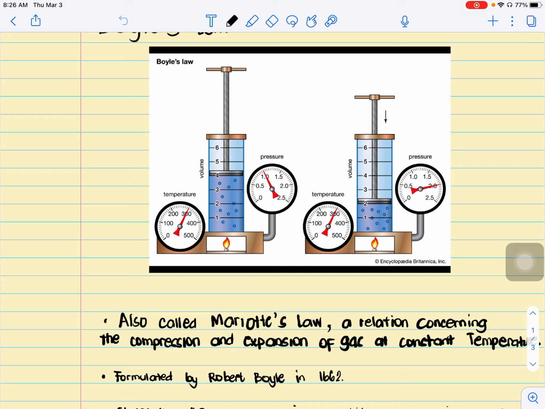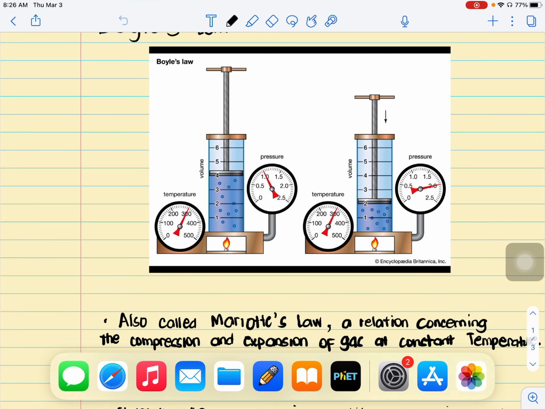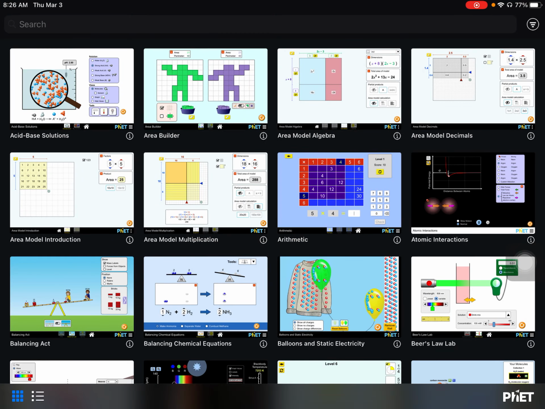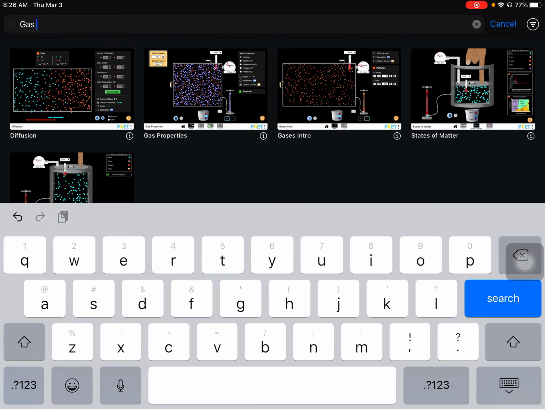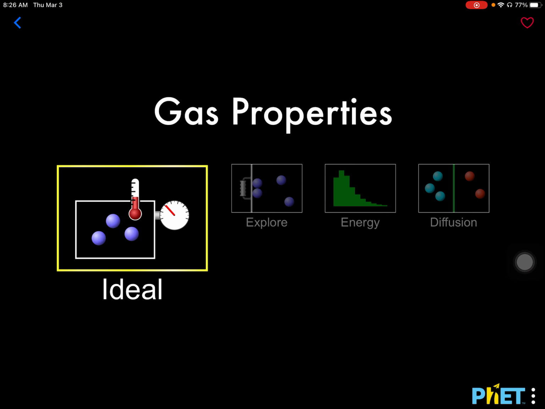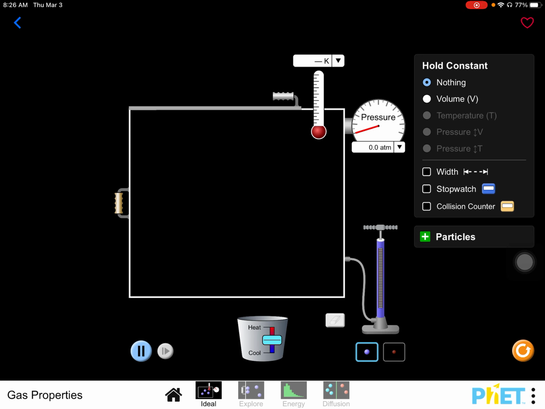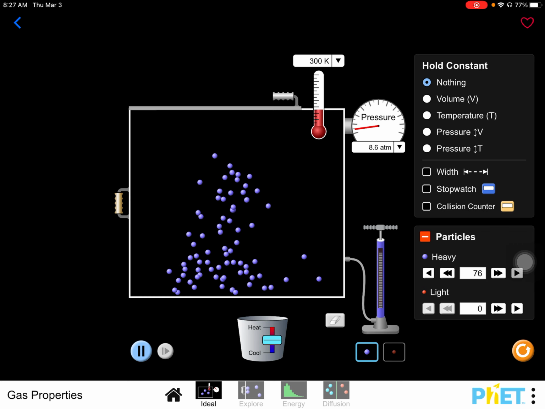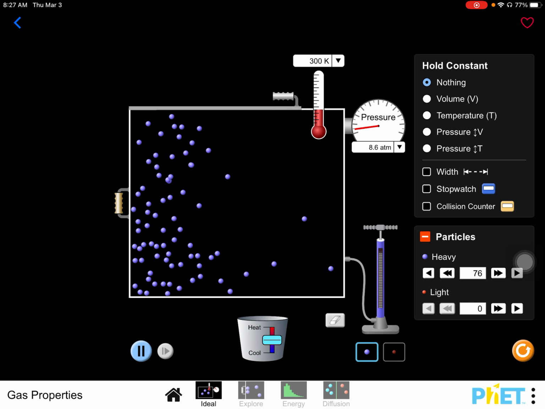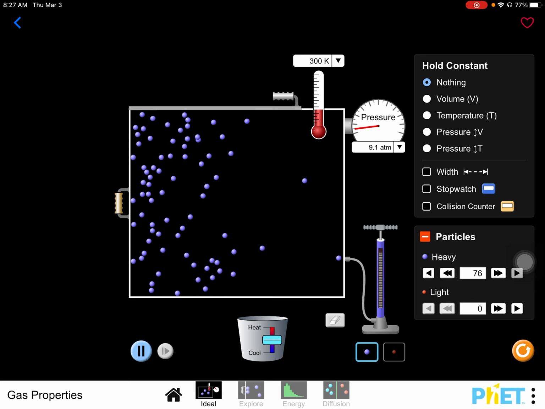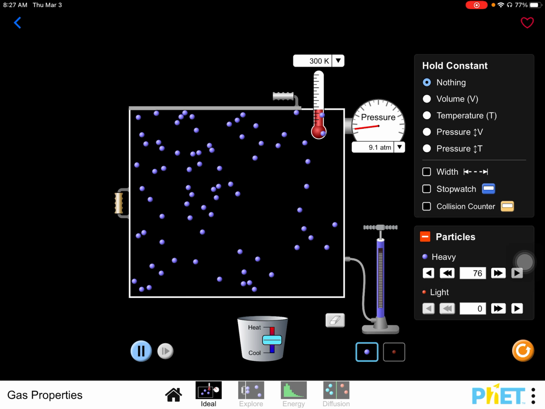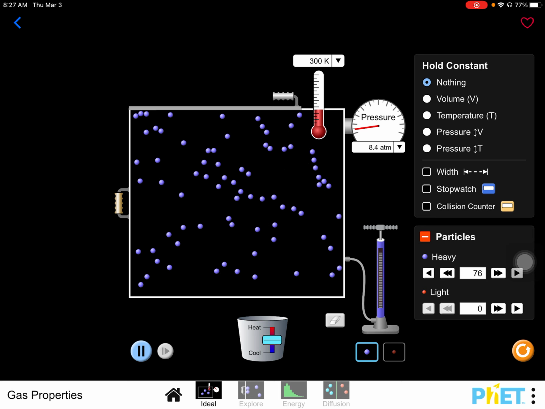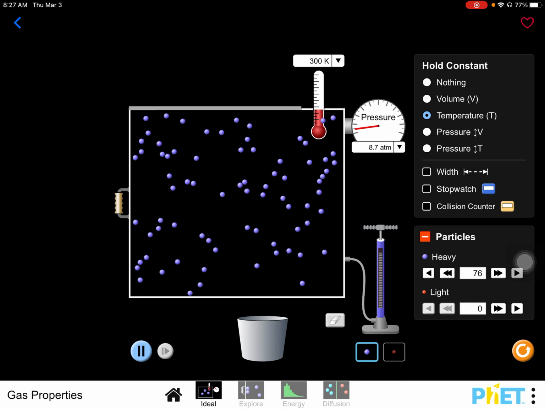Let's try to figure it out using a PhET simulation program. Okay, so we're going to use gas properties, and let's check whether we can see it clearly. I need to put particles of gas in here. We have two types of particles, the heavy and light particles. But for the sake of our demonstration, I only need to use the heavy particles. Holding the temperature constant, we cannot change it throughout.